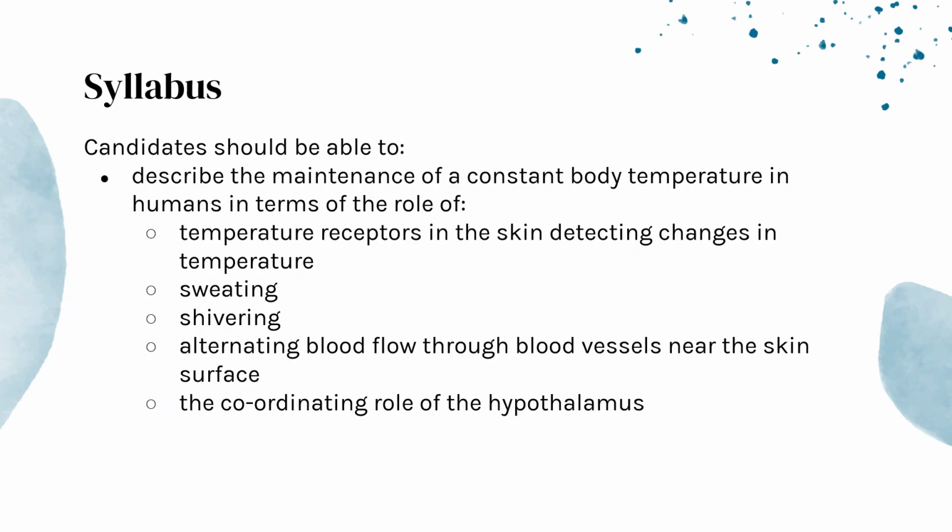And finally, you also need to know the coordinating role of the hypothalamus. You have heard of the hypothalamus in chapter 8, when we talked about ADH. But the hypothalamus also controls body temperature, because it is in the brain.